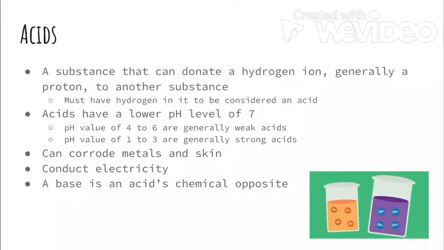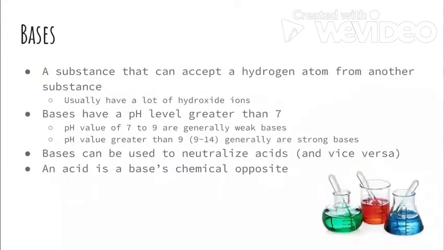pH values of 4 to 6 are generally considered weaker acids, and pH values ranging from 1 to 3 are generally stronger acids. Acids have been known to corrode metals and skin. They can also conduct electricity. And a base is an acid's chemical opposite. Bases are substances that can accept a hydrogen atom from another substance, and they usually have a lot of hydroxide ions.